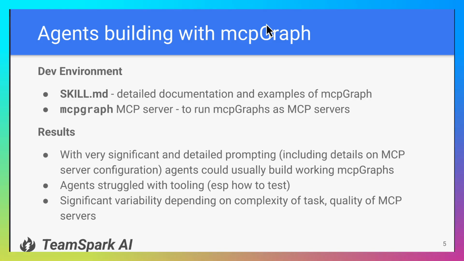And what we found was it took a lot of prompting, including very detailed prompting, including specifically which MCP servers to use and exactly how to configure them and where to put things. It took a lot of handholding to get it to the point where agents could actually build working graphs. But we got to that point. But we saw the agents struggled with the tooling, or I guess lack of tooling.